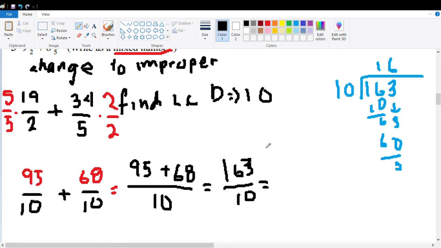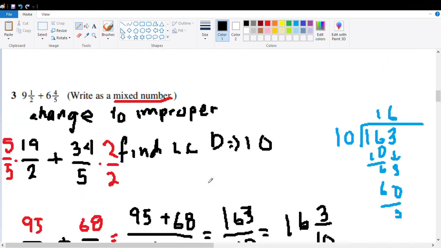What is 16? 16 is our whole number. Our 10 will always be our denominator. So what do we do with 3? Well, we put it in the missing spot, which is our numerator. So our remainder is our numerator. Our denominator is still 10. And the answer we get is our whole number.